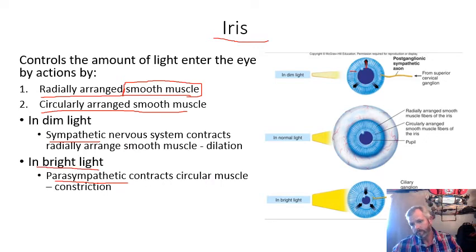All right, so that's one of the first controls. We've got to control the light so we can make sure there's not too much and not too little, depending on whether it's dim or bright light out there.